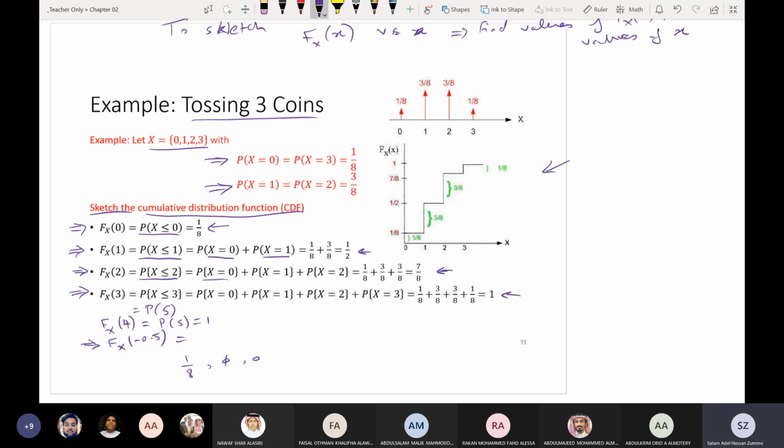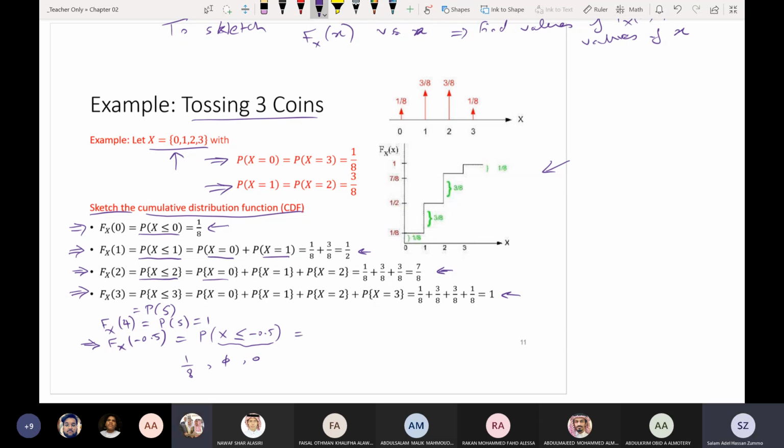What is F(x) of minus 5? It's the probability that X is less than or equal to minus 0.5. Let's look at X. X can take values 0, 1, 2, 3 only. So what is the corresponding event in the sample space to X less than or equal to minus 0.5?